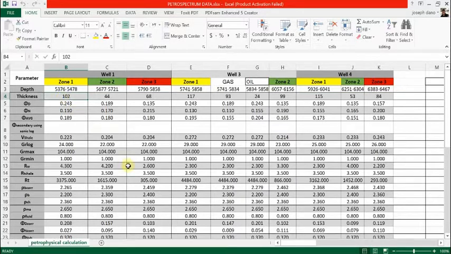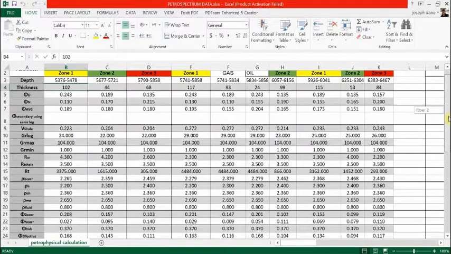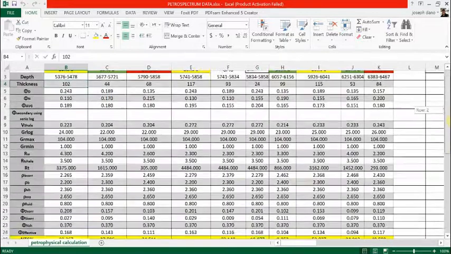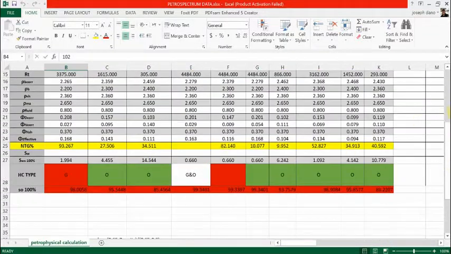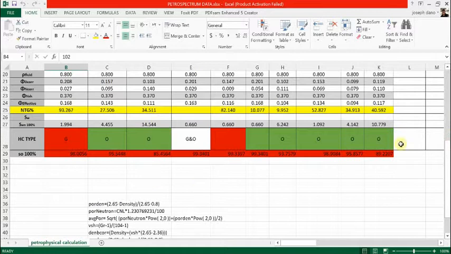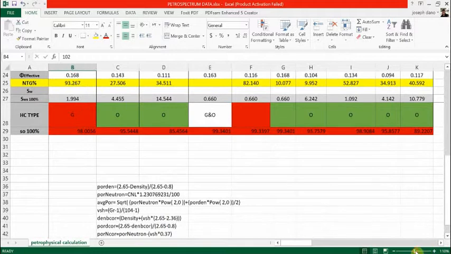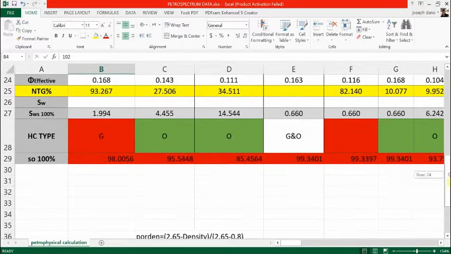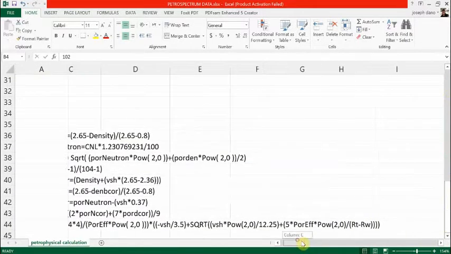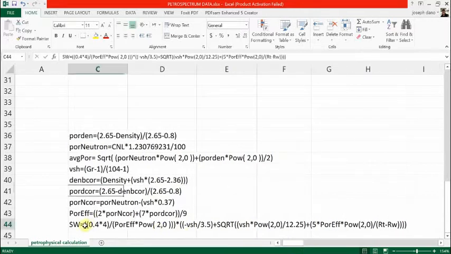And one thing to notice is that in this reservoir we are using Simandoux equation to calculate the water saturation and not Archie's equation, because this is shaley sand. So this is Simandoux equation to calculate the water saturation, and this is Archie. Okay, so you can just take a screenshot of these equations.